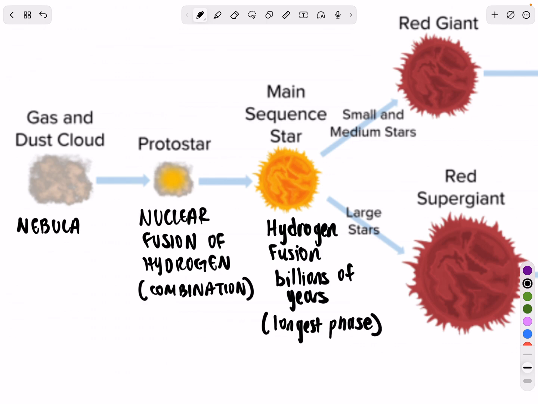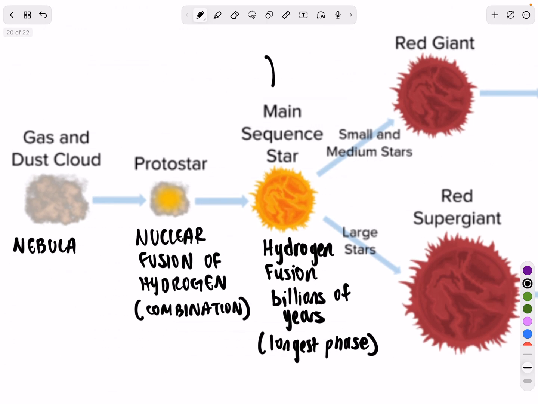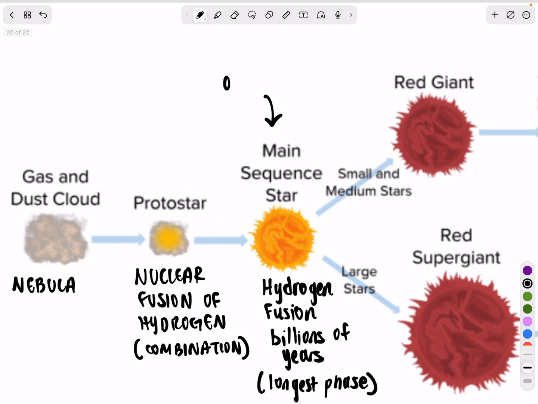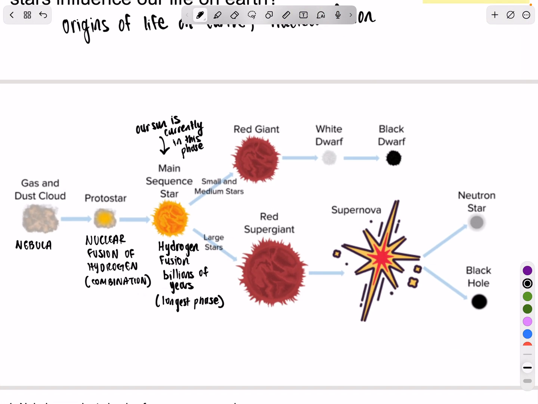And I'm also going to write that this is what our sun is currently in, which means we have nothing to worry about. Our sun is currently in this phase because we still have a billion years to go before it burns out and starts the death cycle. So what I want us to do, if we're looking at this here, I want us to draw a dotted line all the way through these two arrows.